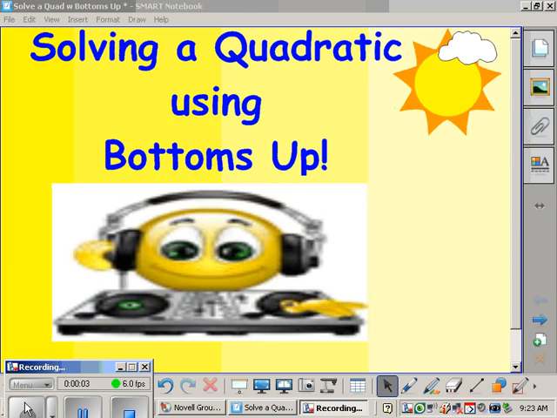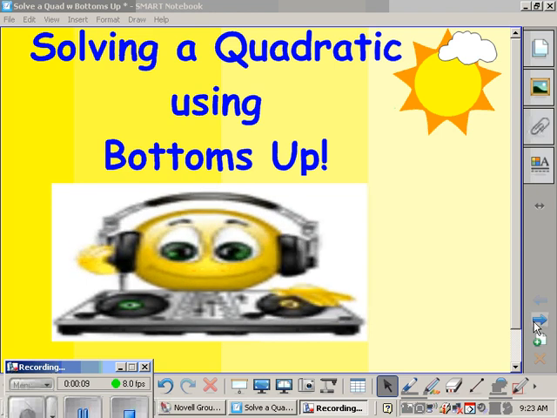In this lesson, you will learn how to solve a quadratic equation using bottoms up. Let's go ahead and take a look at the first example.